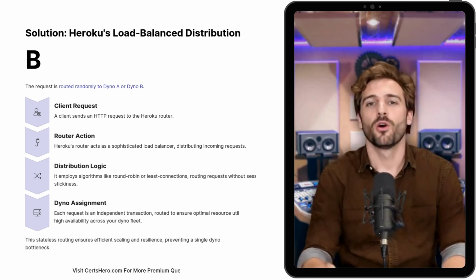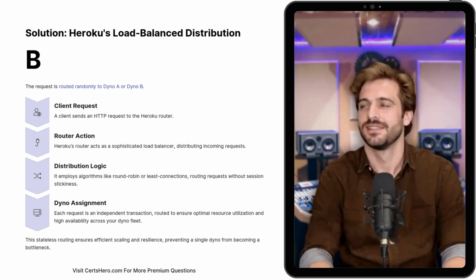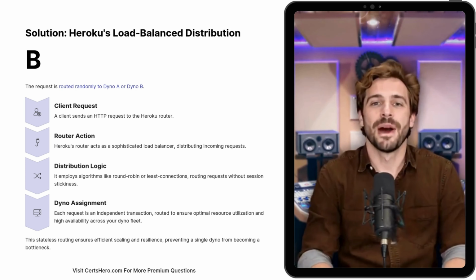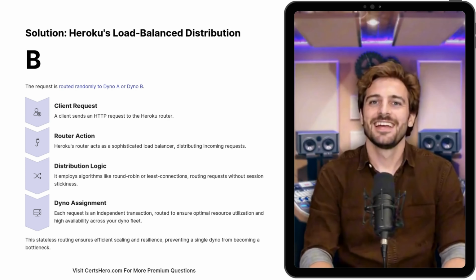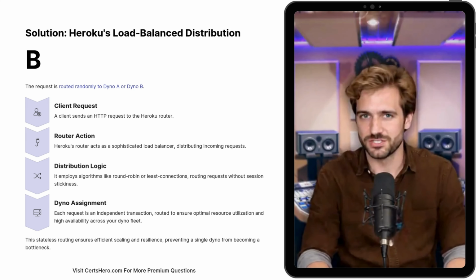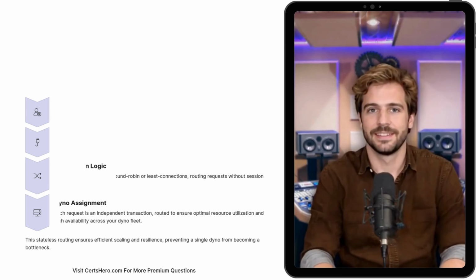Solution: Heroku's load-balanced distribution. When a client sends a request, Heroku's router load balances it across dynos using round-robin or least connections. Each request is stateless and independent, ensuring optimal resource use, smooth scaling, and no single dyno bottleneck.